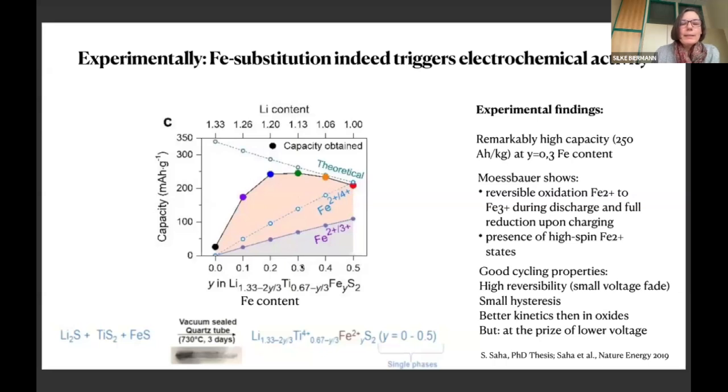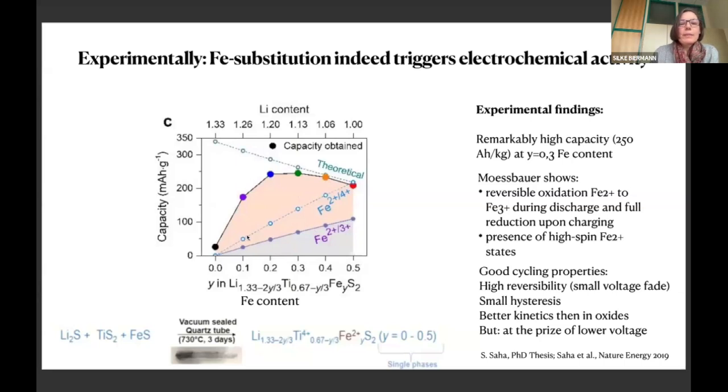Note also that interestingly what is drawn here is the theoretical capacity that you would have if you were only doing redox processes between iron 2+ and iron 3+, which are believed chemically to be the ones happening.